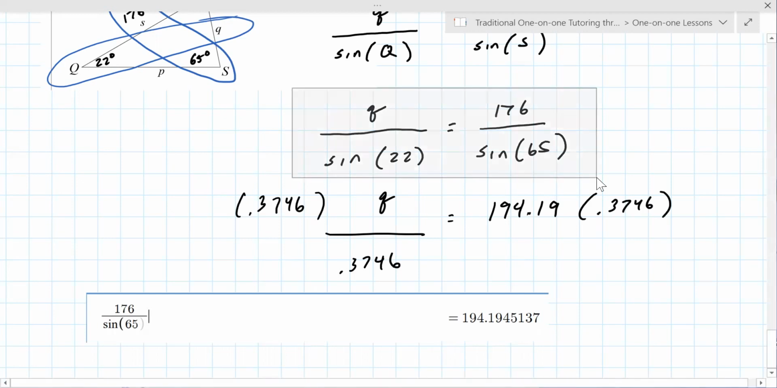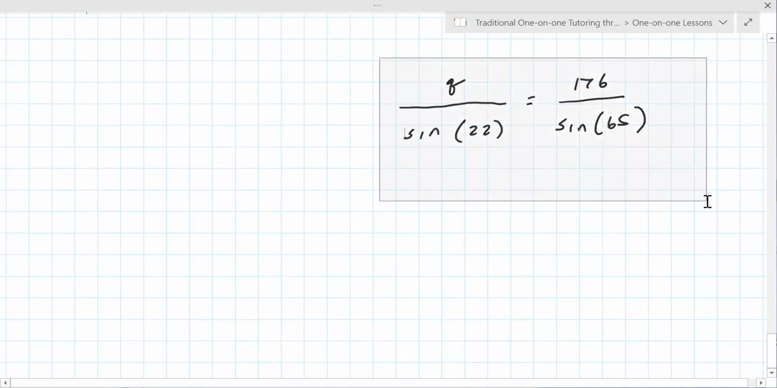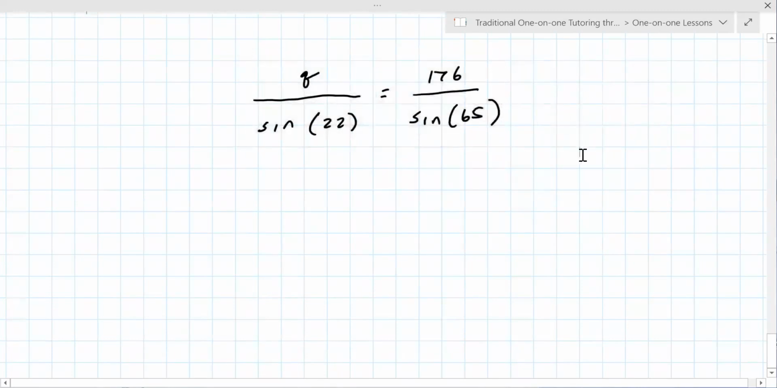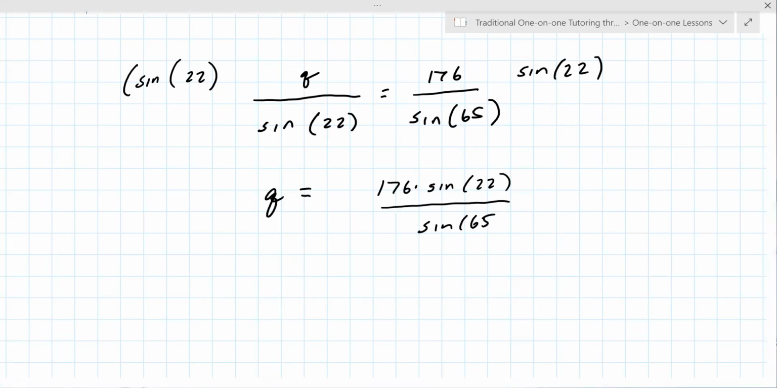Now, let me show you the way I want you to do this problem in the future. So remember we wrote this down. You can actually multiply both sides by the sine of 22. This looks complicated, but your calculator will do all of this for you: 176 times the sine of 22 over the sine of 65. If you're using that calculator I showed you, it can do all that in one step. That's what I want you to be able to do.